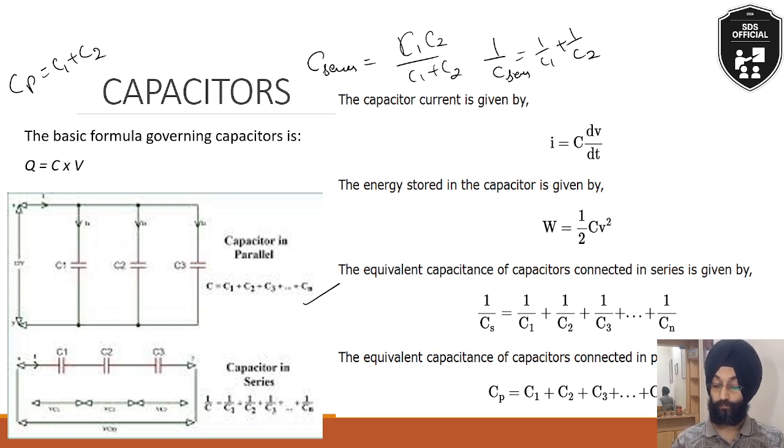So the formulas are I is equal to C dV by dt, and energy stored is given by half CV square. This is the series combination and this is the parallel combination. We can derive these in the next video.